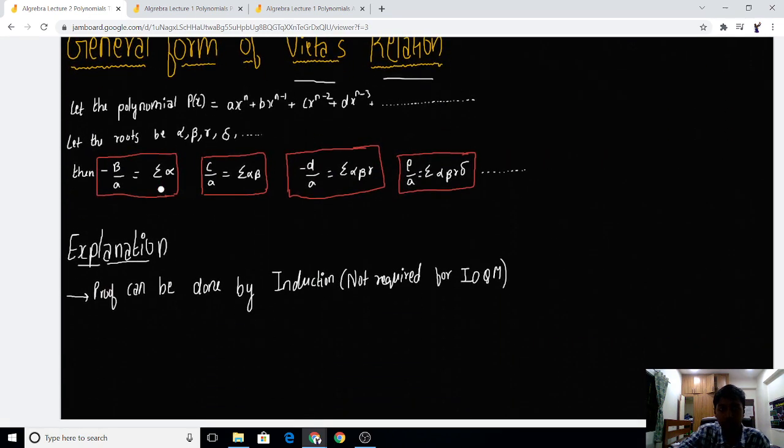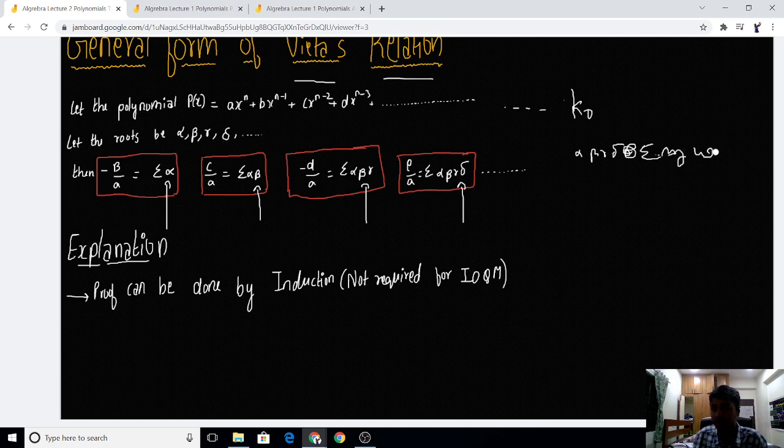General form: first one root is taken at a time, then two roots at a time, then three roots, then four roots at a time, and the last term might be some k naught. K naught will be the product of all the roots: alpha, beta, gamma, delta, theta. I don't know any other Greek letters. Delta, omega. There are many, I don't remember more.